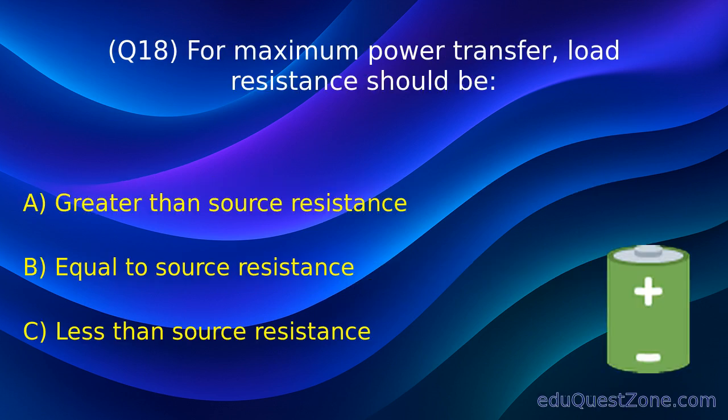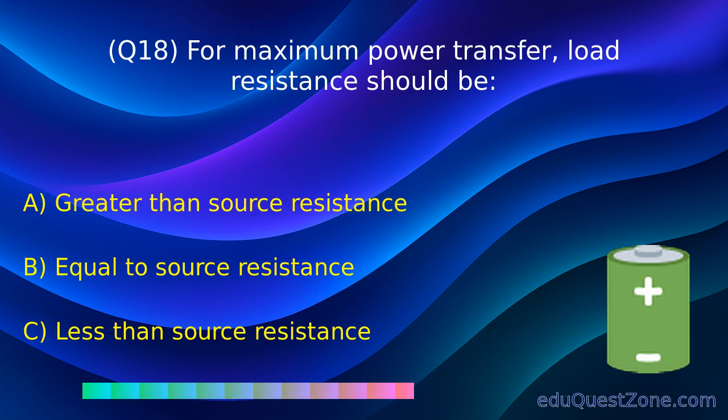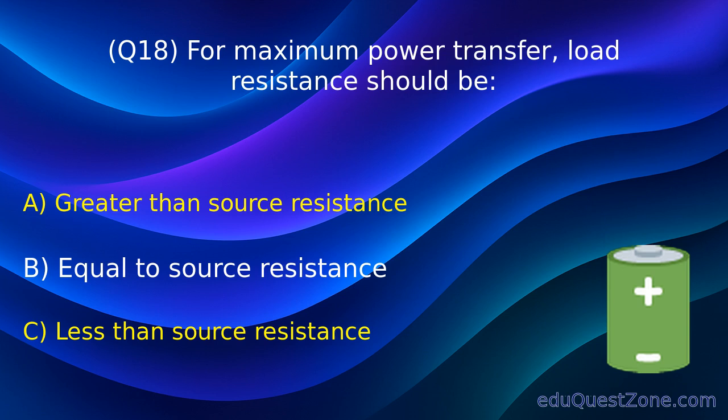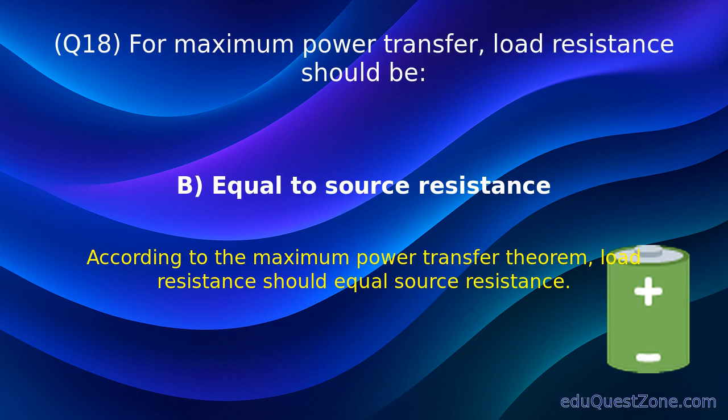Question 18. For maximum power transfer, load resistance should be Option B. Equal to source resistance. Maximum power transfer occurs when load resistance equals source resistance.